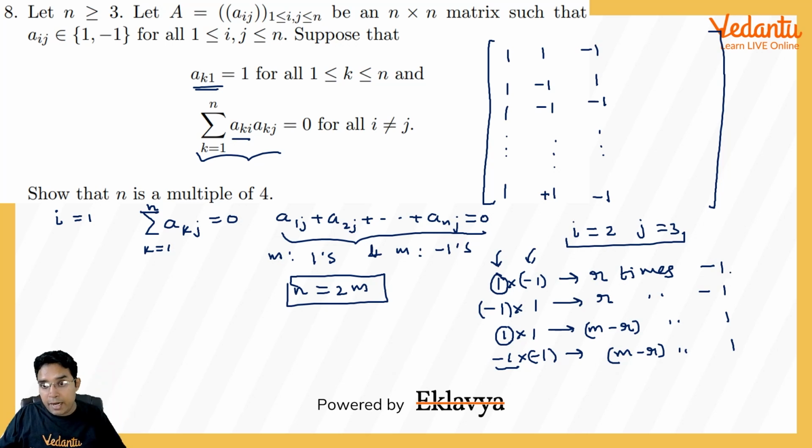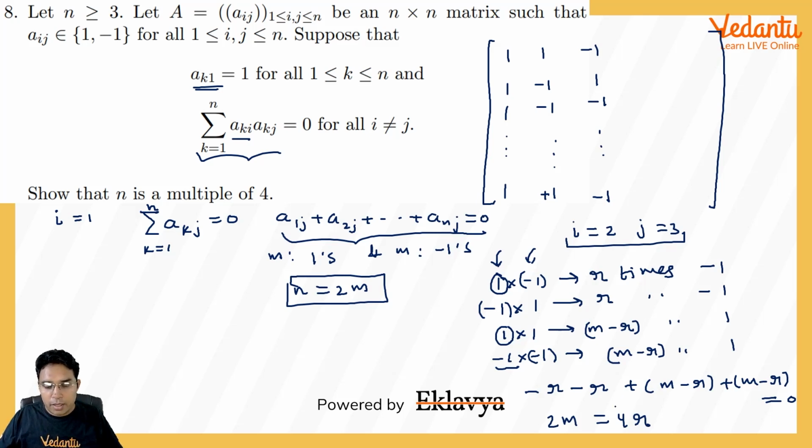So if we add minus 1 r times, it will give minus r. This minus 1 r times will give minus r, and here m minus r, and once again m minus r. And this should be equal to 0. So what we are getting here is 2m is equal to 4r. 2m is equal to 4r. So what we have obtained is that this n will actually be equal to 4r, and that is what we had to prove.